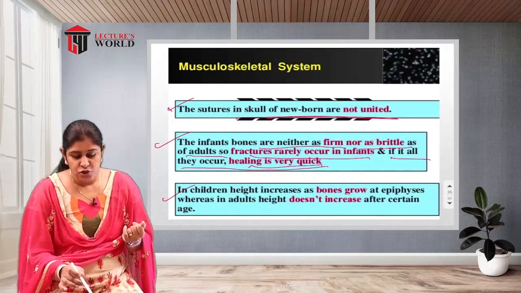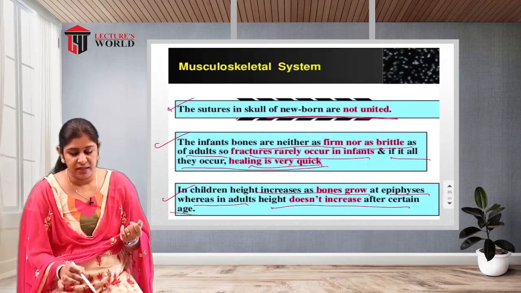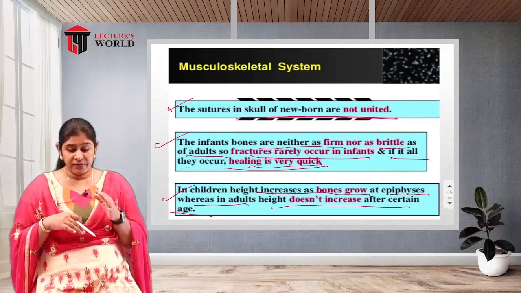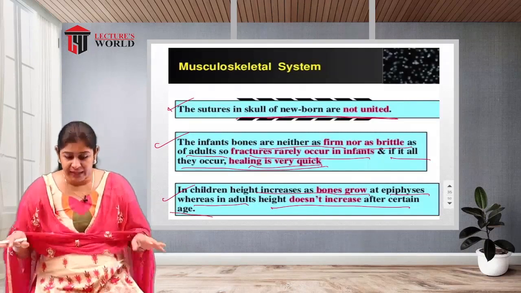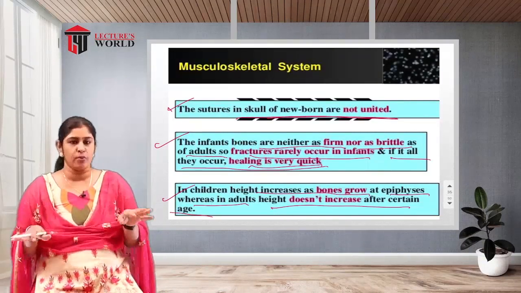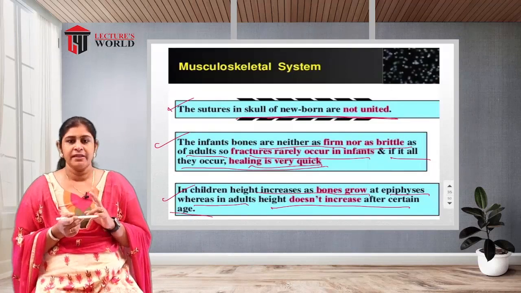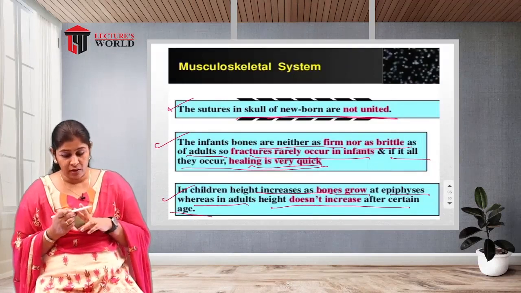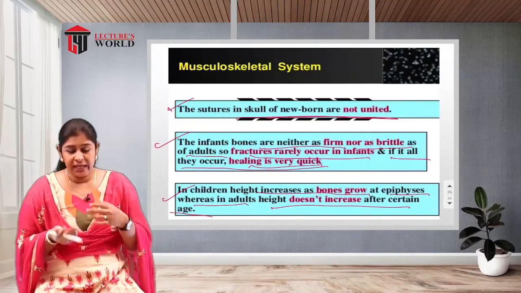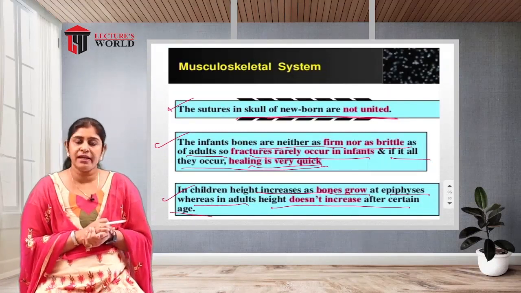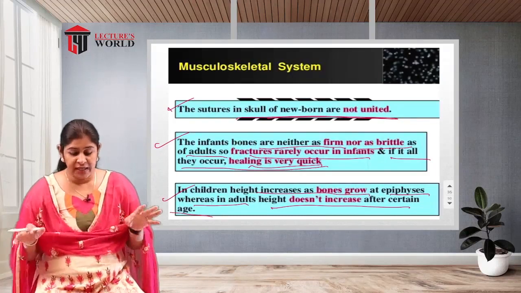Next, in children, height increases as bones grow at the epiphyses, whereas in adults height doesn't increase after a certain age. So the sutures in the newborn skull are not united, infant bones are neither brittle nor firm as in adults, and if fractures occur, healing takes place very quickly. In children the height increases as bones grow at epiphyses, whereas in adults it doesn't increase after a certain age.